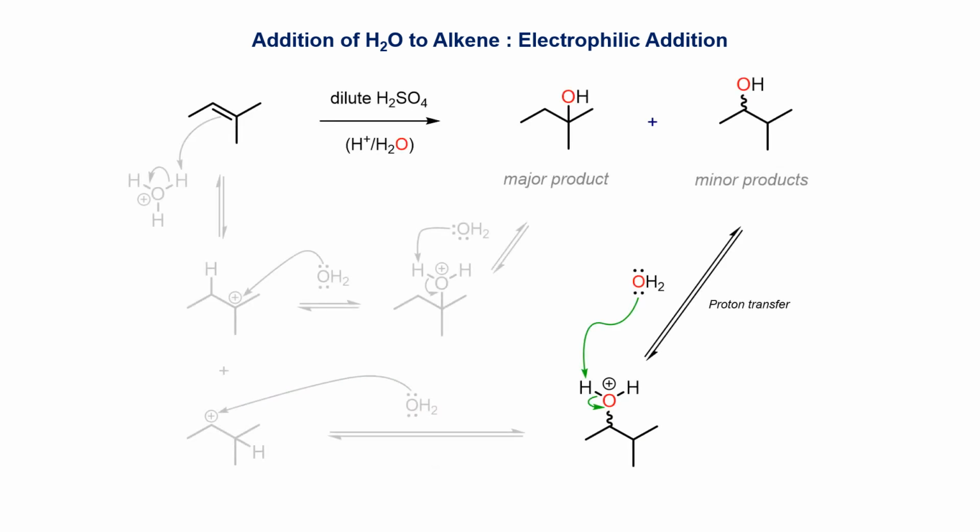Fast transfer of a proton from the secondary oxonium ions to the water solvent will then complete the formation of the racemic mixture of secondary alcohols.